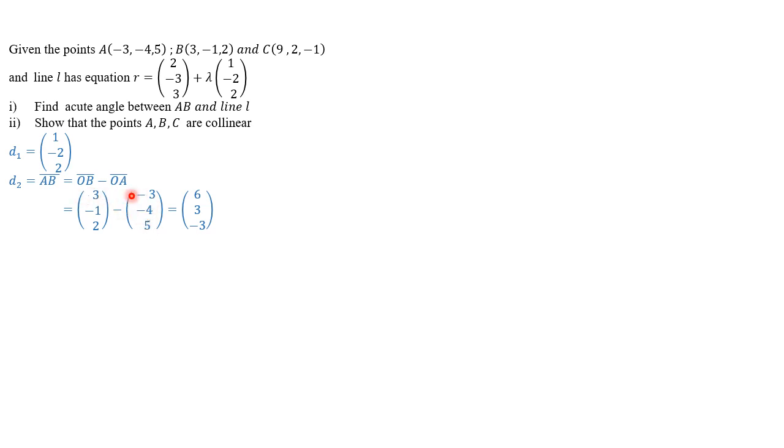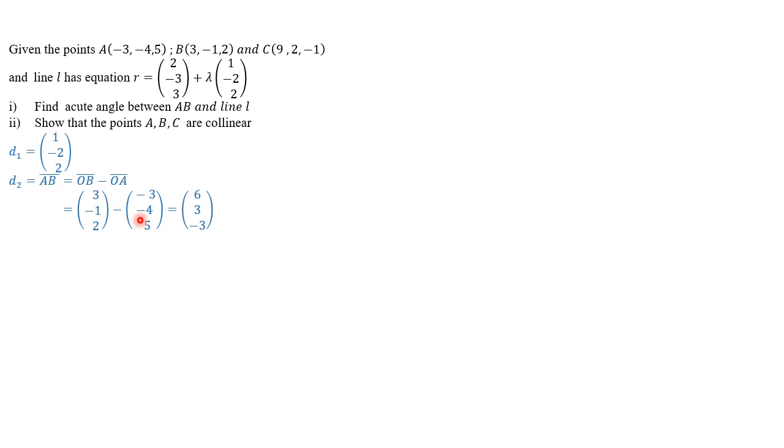So now we can subtract here. So it's 3 minus minus 3. A minus and a minus becomes a plus, so this is going to give us 6 here. Then minus 1 minus 4 will give us minus 5 here. Then 2 minus 5 is minus 3 here. So now we have our two directions here.